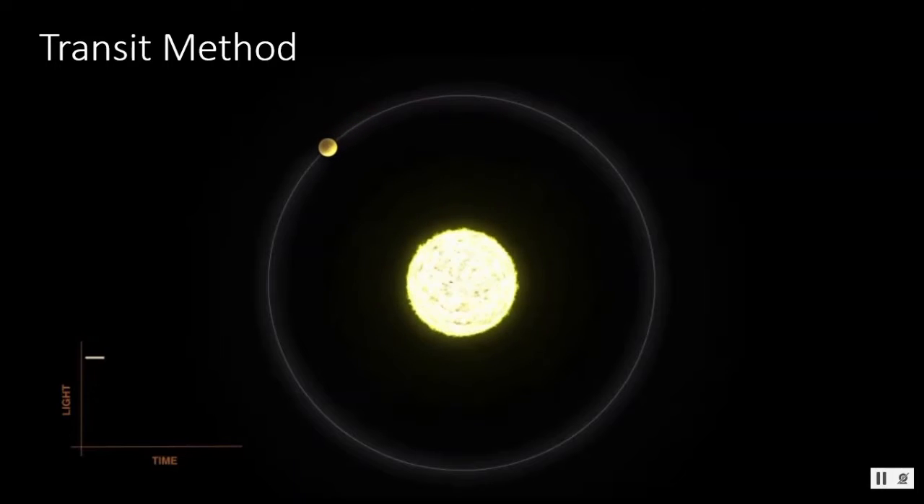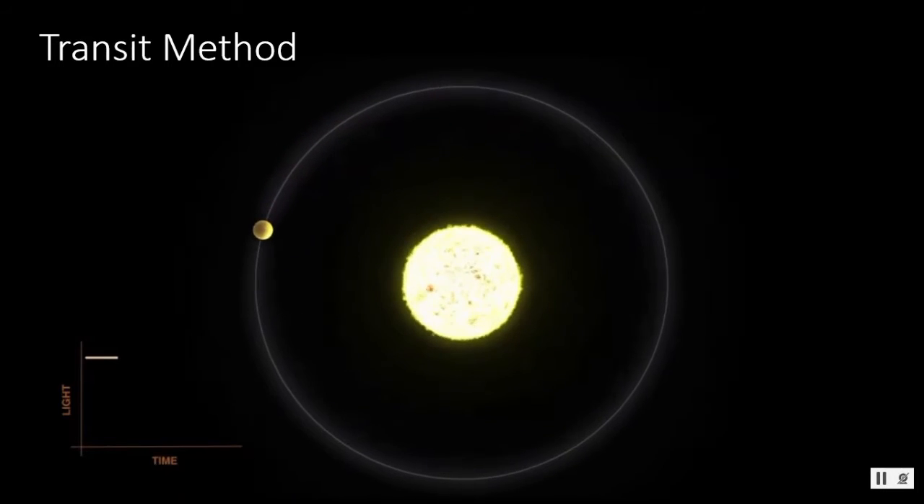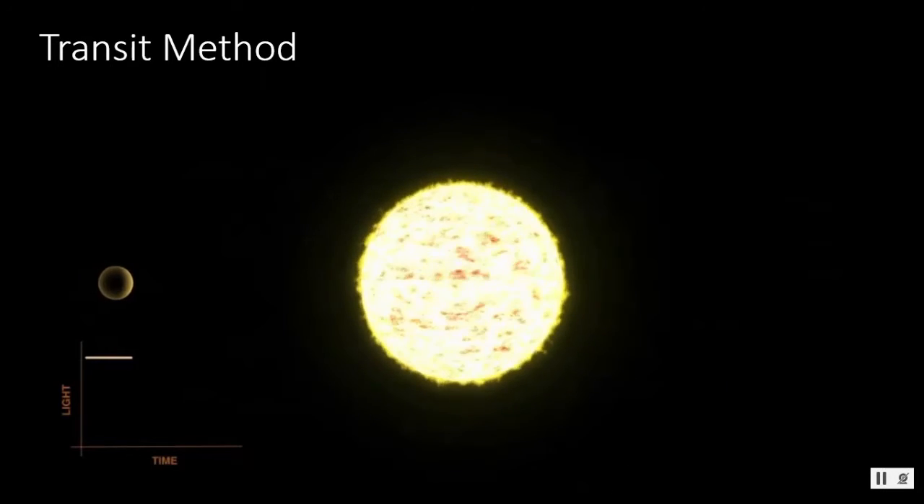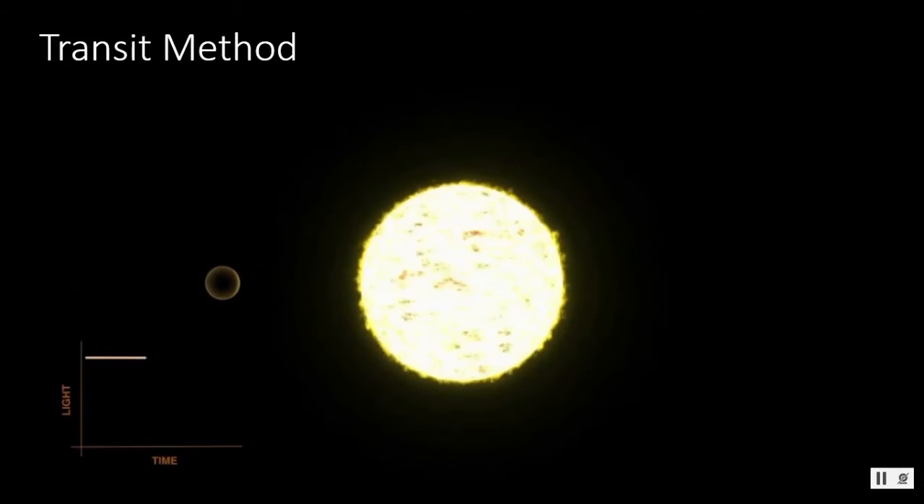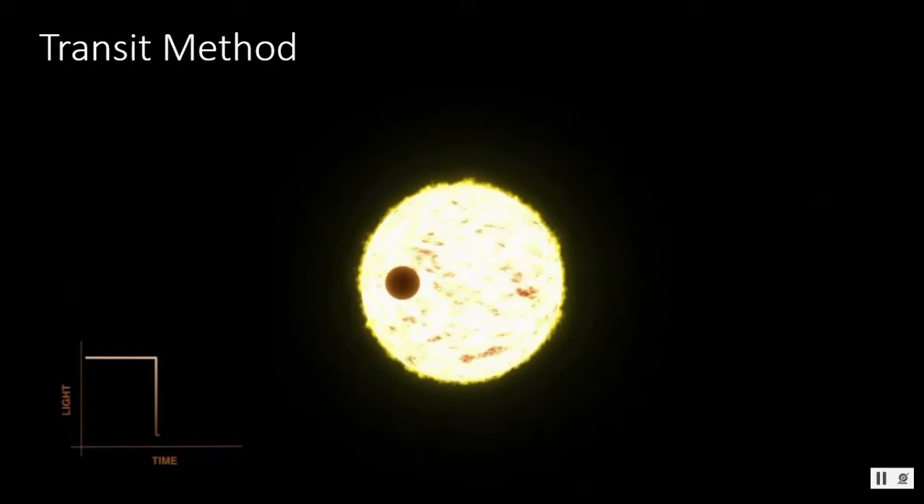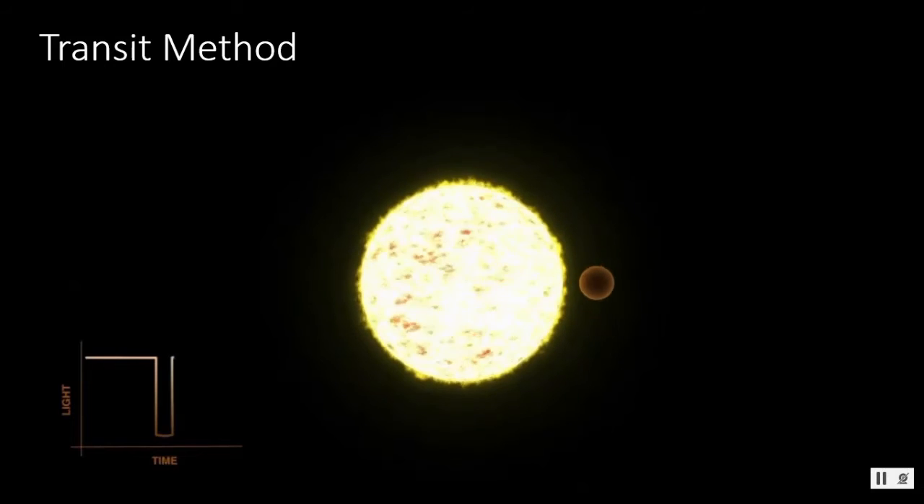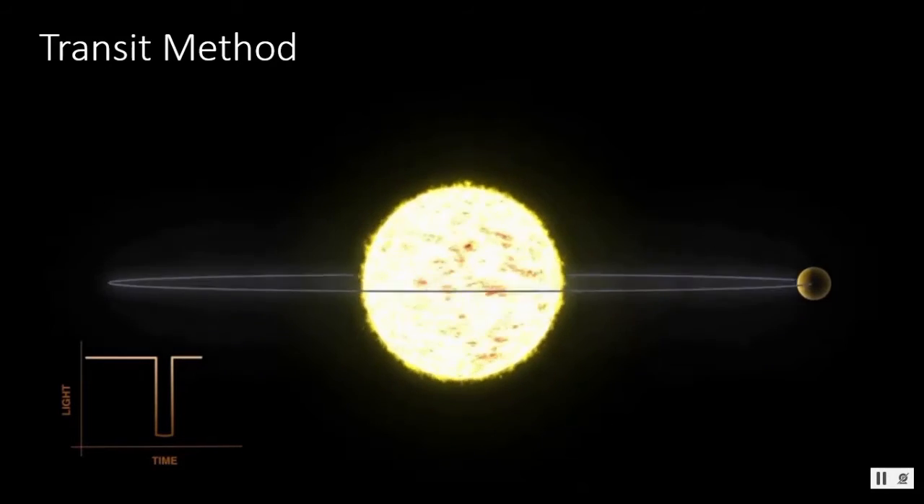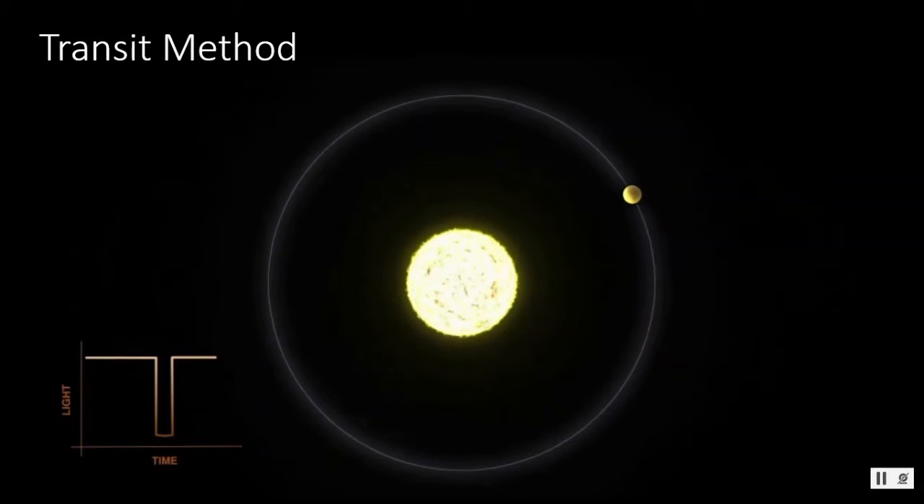All of us know about solar eclipses, which happen when the moon passes in front of the sun, blocking its light. The same thing happens here. As this planet passes in front of the star, its light level decreases because it blocks some of the light. The curve on the left side of the screen indicates this and is called the light curve.